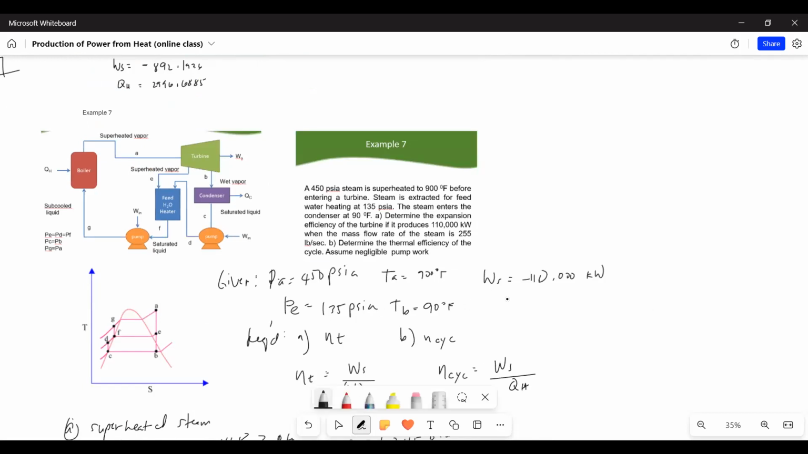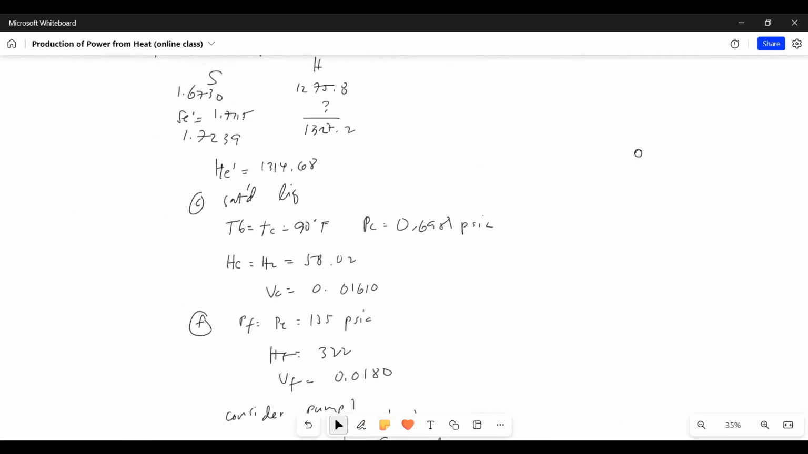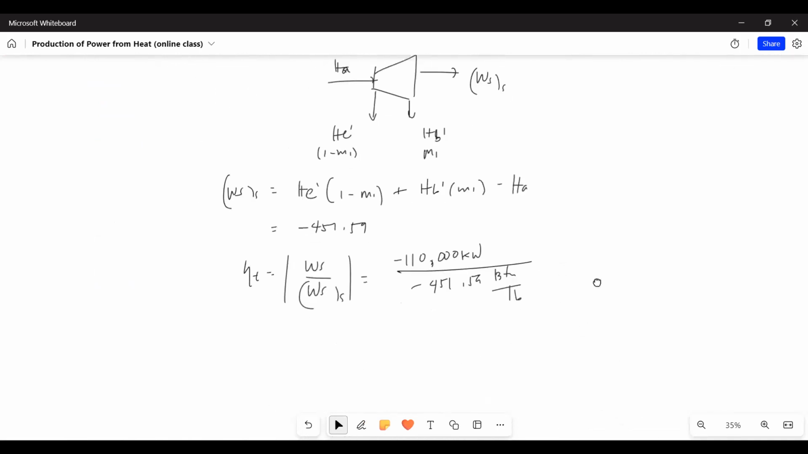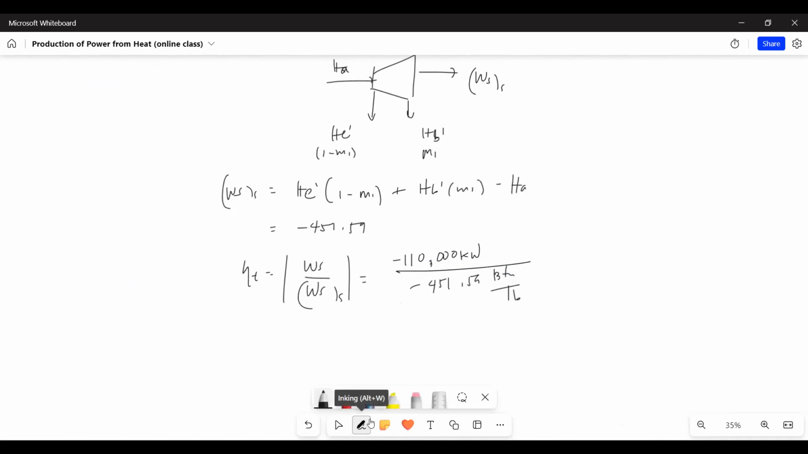So let's write it. Given, the mass of flowing stream is 255 pounds per second. Because, you will notice, our denominator is BTU per pound, but our numerator is kilojoules per second. So you need the mass flow rate. I leave you to convert this. This is 255 pounds per second.